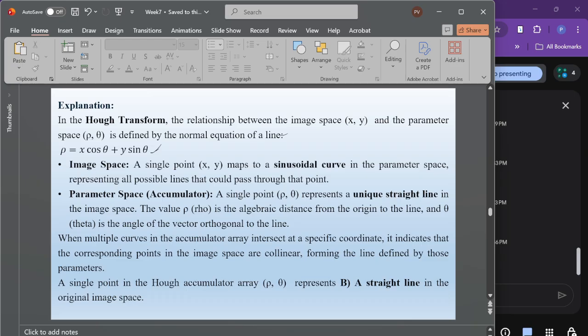In the parameter space, that is the accumulator, a single point rho-theta represents a unique straight line in the image space. The value rho is the algebraic distance from the origin to the line, and theta is the angle of the vector orthogonal to the line. When multiple curves in the accumulator array intersect at a specific coordinate, it indicates that the corresponding points in the image space are collinear, forming the line defined by those parameters. So a single point in the Hough accumulator array rho-theta represents a straight line in the original image space, not a point. It is a straight line.